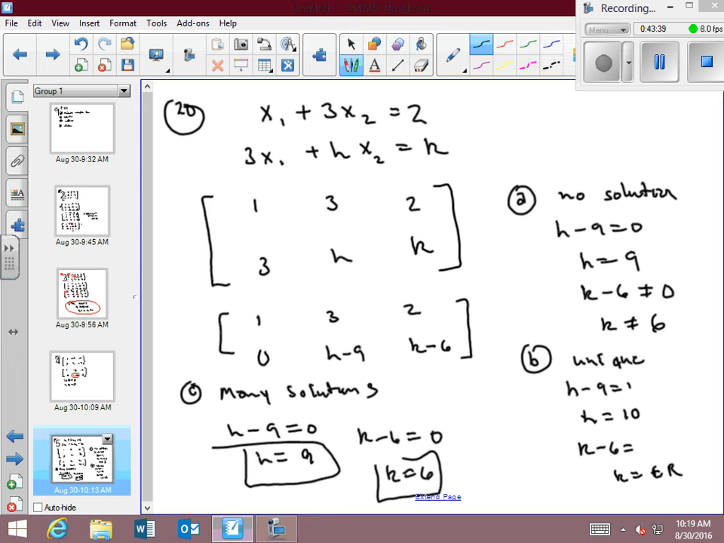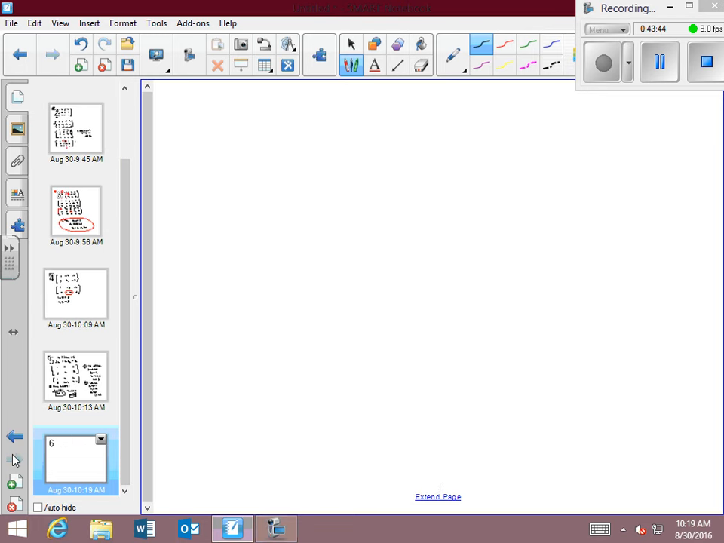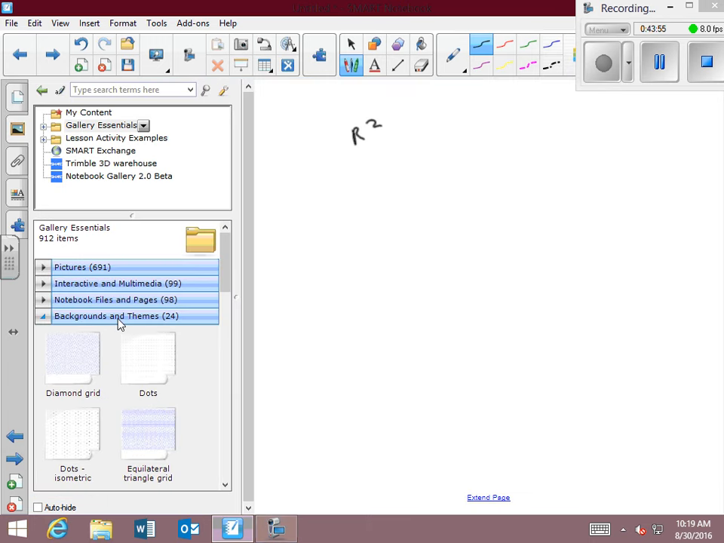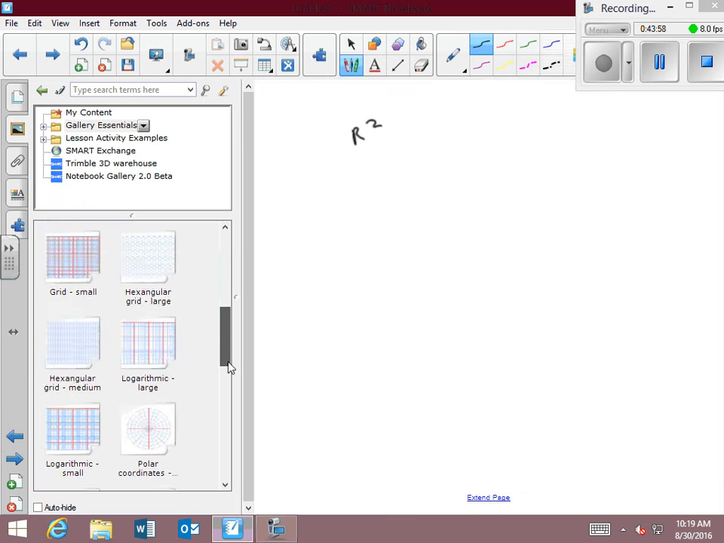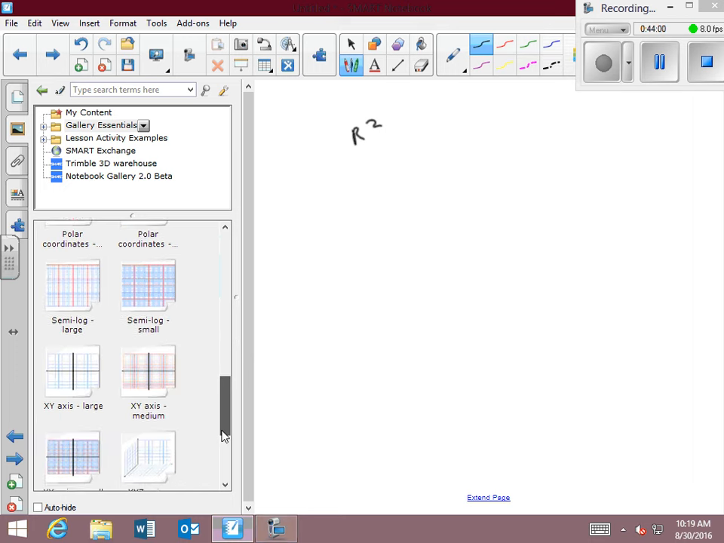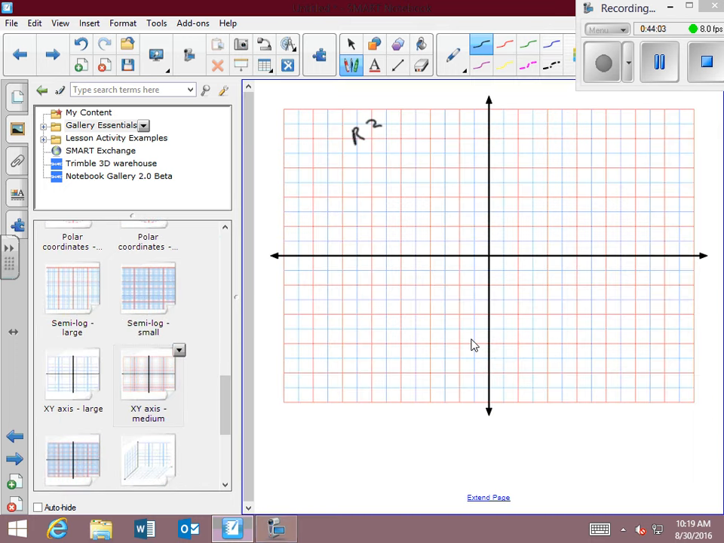Now, the next section, they're going to talk about R2 space. Now in R2 space, we're talking about graphing things in 2 dimensions. And you're going to have vectors. You're going to have something called vectors.